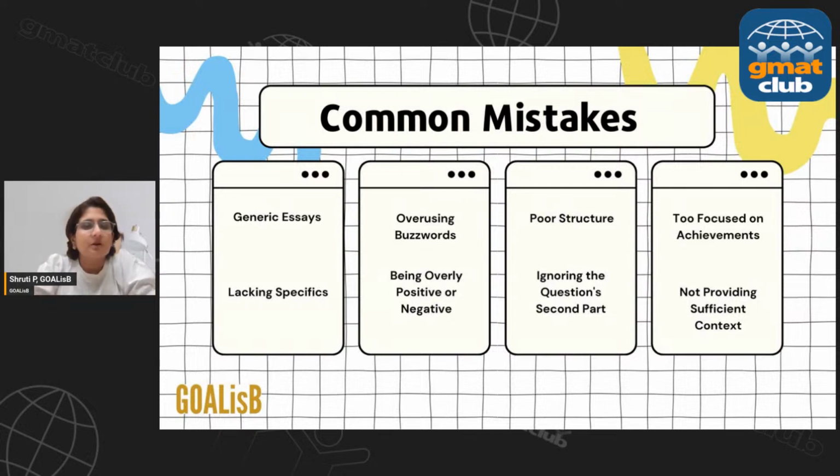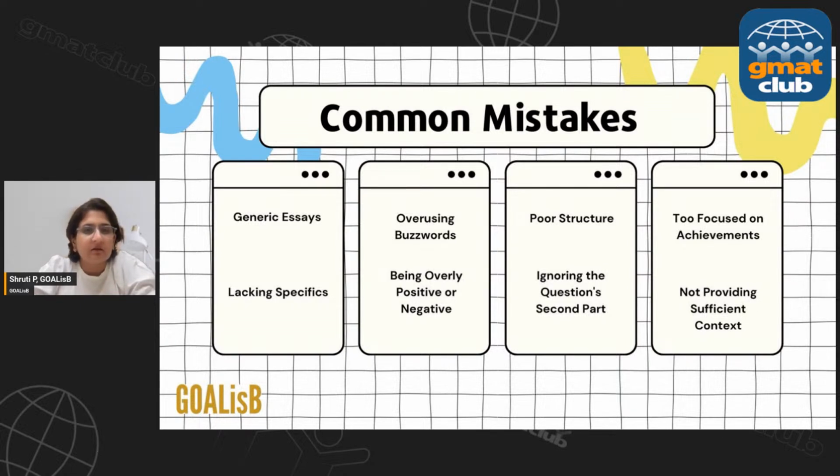Okay, so in terms of the common mistakes, the most prominent and prevalent one is a generic essay. A generic essay is when I do not have anything specific to talk about. What makes my essay generic is, of course, lacking specifics. Specifics about what? About my story, about the interactions that I have had in real time, about the experiences that I have had in real time. So this is what makes the essays generic.